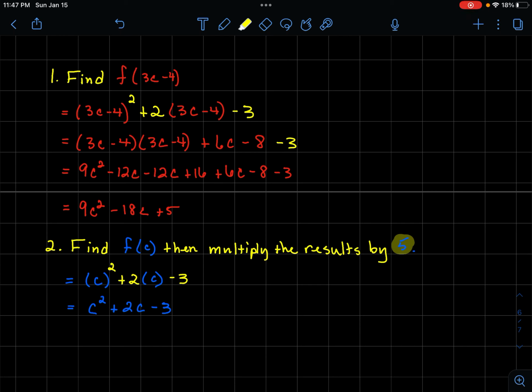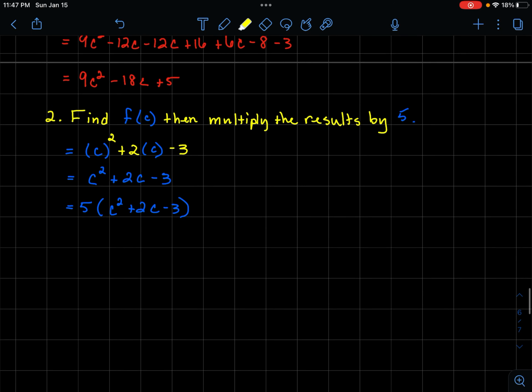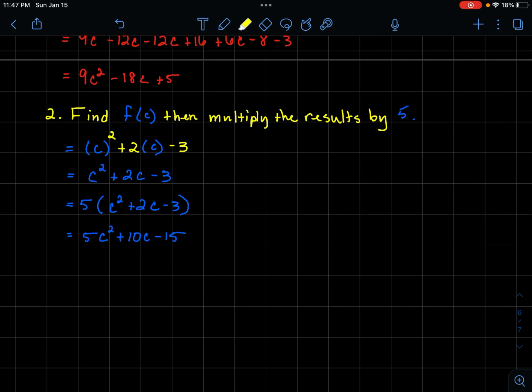Do we want to multiply just c squared or the entire function? Well, we want to do the entire function, so we have to distribute a 5 through this function, which turns it into 5c squared plus 10c minus 15. We have both pieces that we need for this problem.